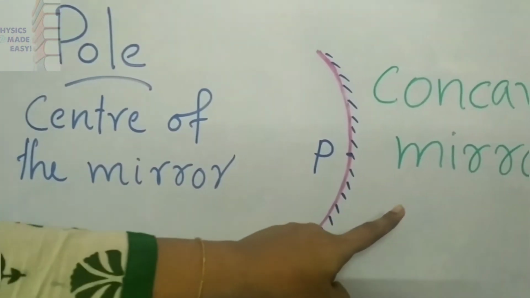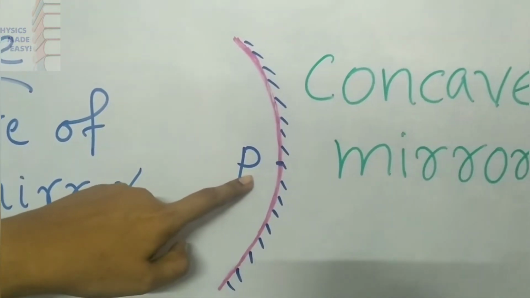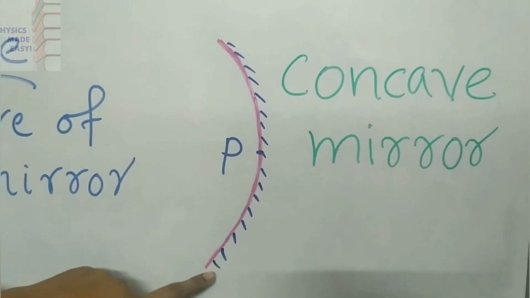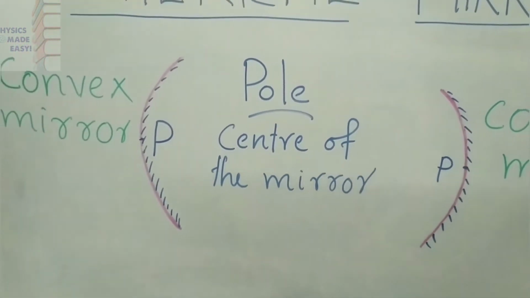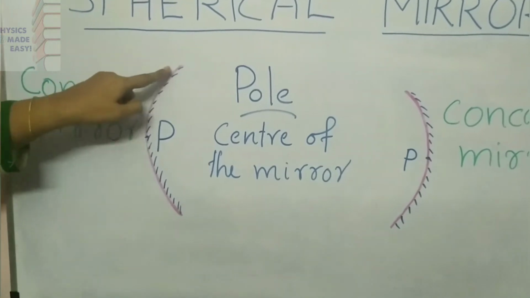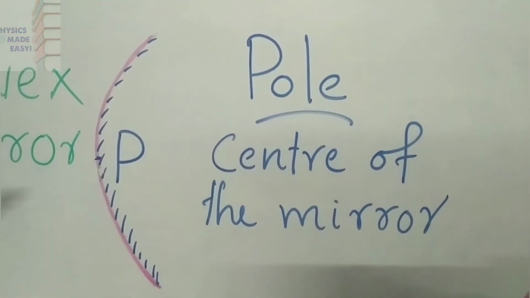In the concave mirror also you can see a point denoted by the letter P. This is the center of this concave mirror. So what is a pole? Pole is a point that is the center of the mirror. Here you can see that point is a part of this mirror.